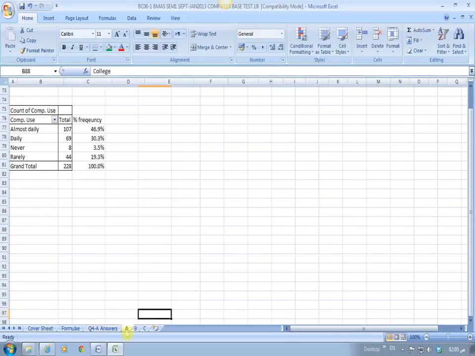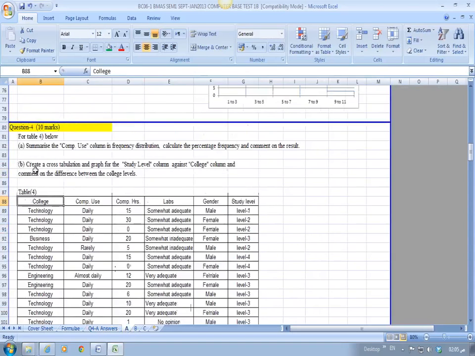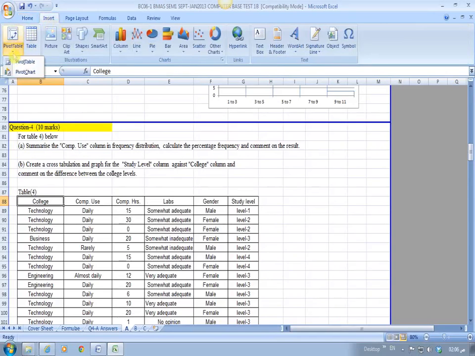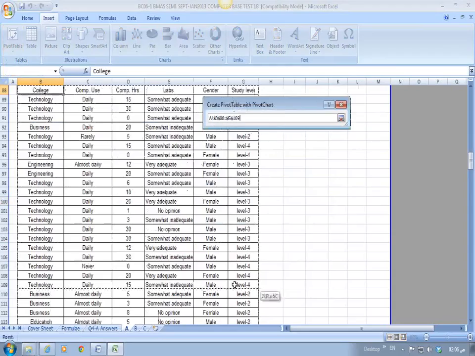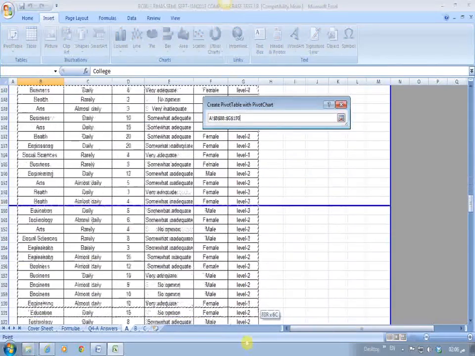The next one, the last question here, is cross tabulation and graph for study level and college. The college here and study level. We want to calculate that one and comment on the difference between the levels. So we also use the same insert pivot table, and here we are using a graph. Highlight the data. We highlight all the data here.